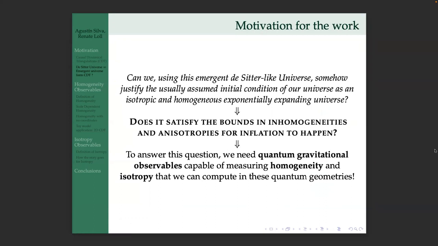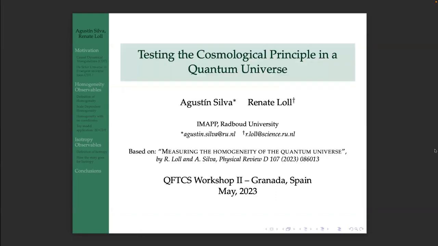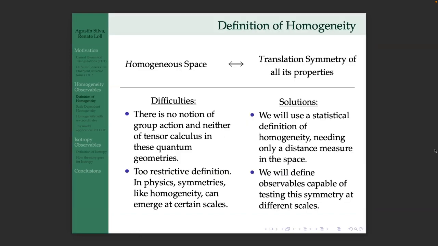If we want to answer this question, we need to develop quantum gravitational observables capable of measuring homogeneity and isotropy, only using distances and volumes. So this is going to be a bit challenging, so let's start from the beginning with what homogeneity is.